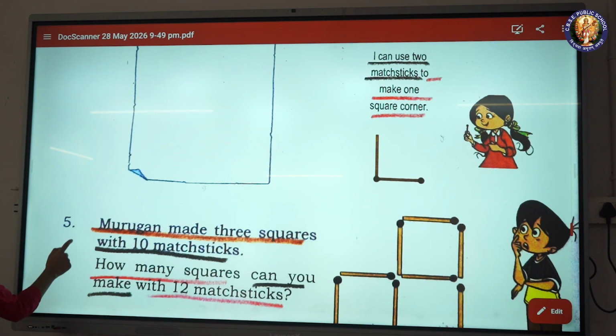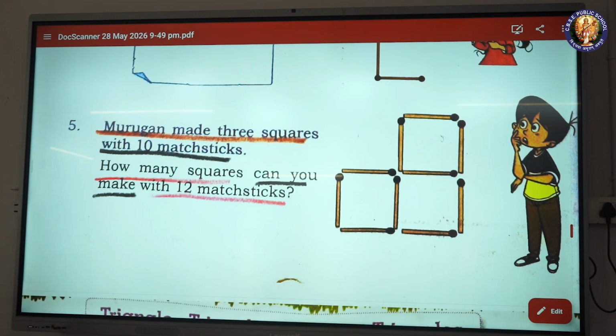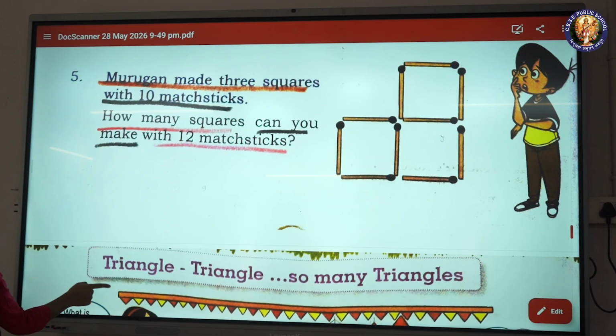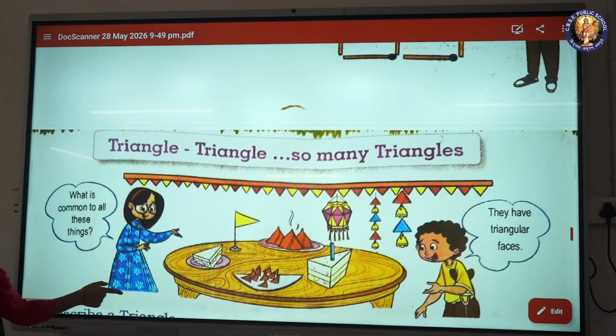5. Murugan made 3 squares with 10 matchsticks. How many squares can you make with 12 matchsticks?